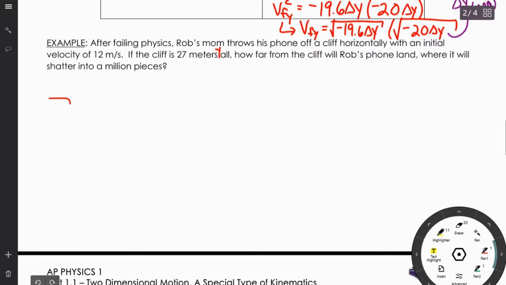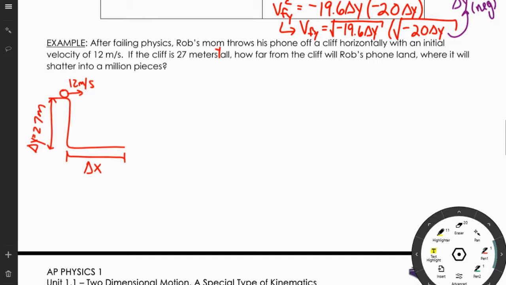So here's our situation. Rob's mom is throwing his phone off at 12 meters per second, and we're asked to find where it lands. So what is its range? It's delta x, where they give us a delta y, or a height, of 27 meters.